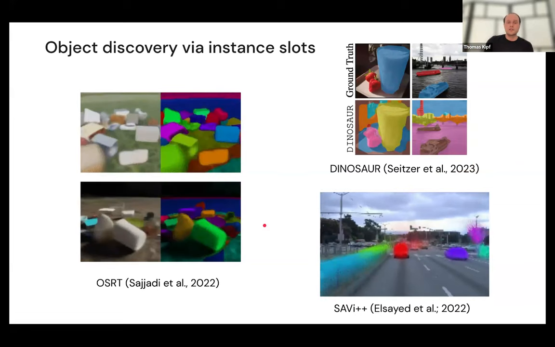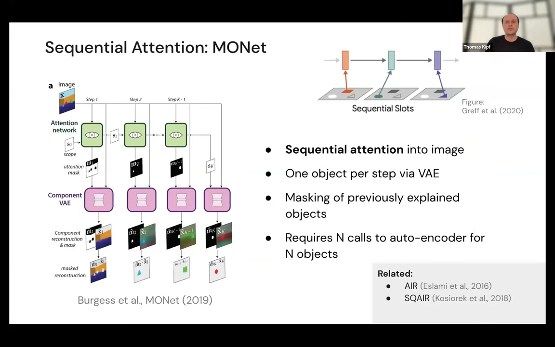So before we go into some of those later methods, I want to start with a few examples of these early approaches, for example, for sequential attention. One particularly impactful example that I already mentioned earlier is MONet.